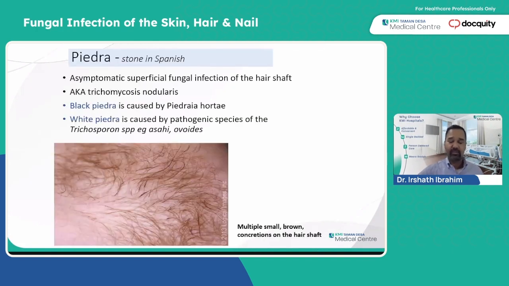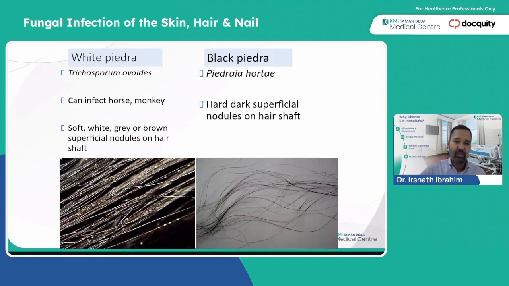Okay, piedra. Piedra is a fungal hair infection. It's usually asymptomatic, and it's also known as trichomycosis nodularis. There is black piedra and white piedra. Black piedra is caused by Piedraia hortae. White piedra is caused by Trichosporon species. Piedra means stone in Spanish. We say stone because you can see this concretion here, a bit of solidifying on the hair shaft, and it looks like a concretion on the hair shaft.